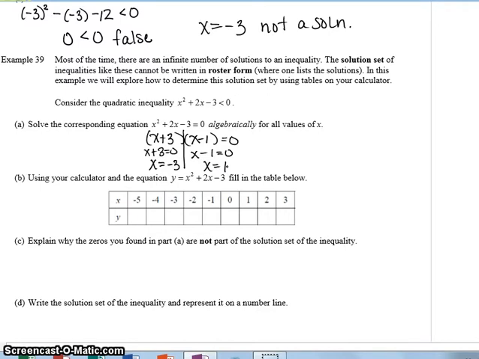Part B says, using your calculator, in the equation y equals x squared plus 2x minus 3, fill in the table below. All right, so I just actually put this on a graph page and then hit Control-T and put a table of values, and those all get filled in for you. And you don't have to do any thinking mathematically here. Those table of values will produce this for you.